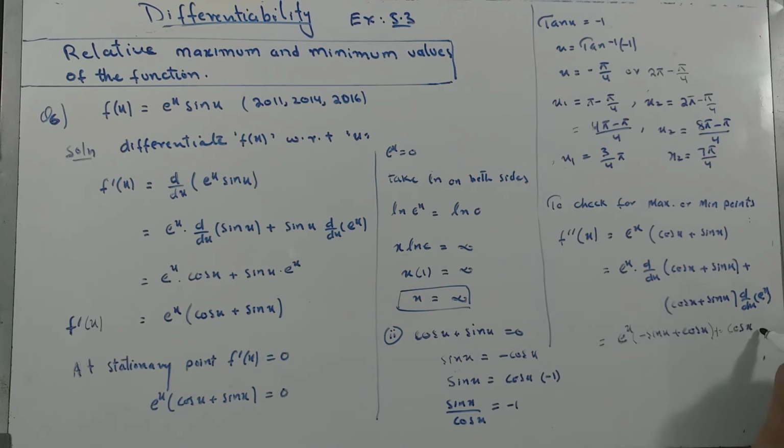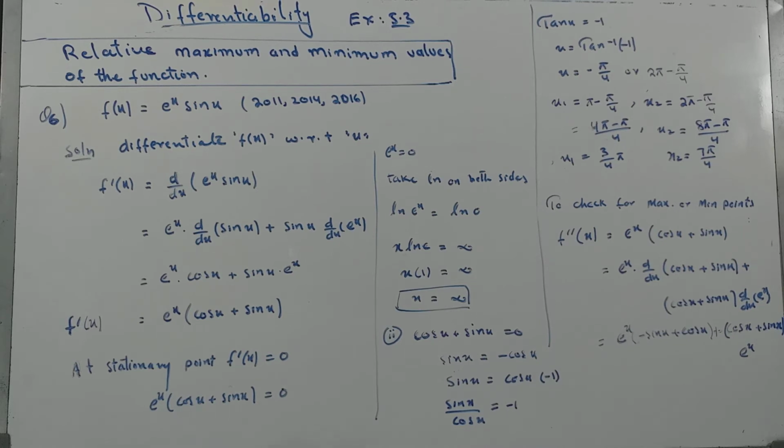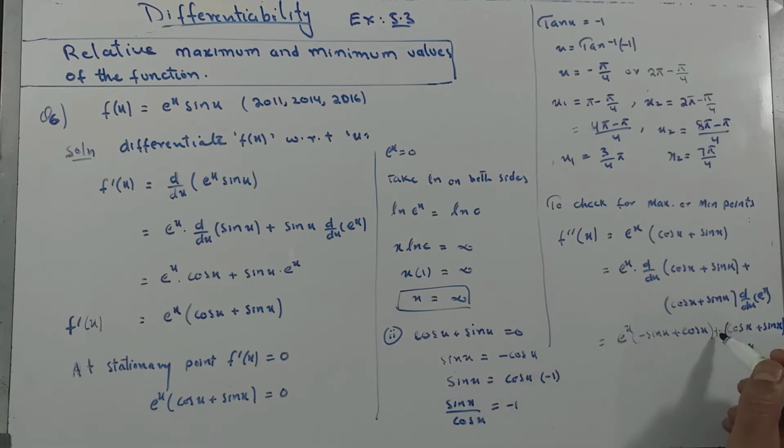Plus cos x plus sin x, and the derivative of e^x is e^x. There is no change in the derivative of e^x, because the derivative of e^x is e^x. Now we can take e^x common in both of them. So minus sin x plus cos x and plus cos x plus sin x.